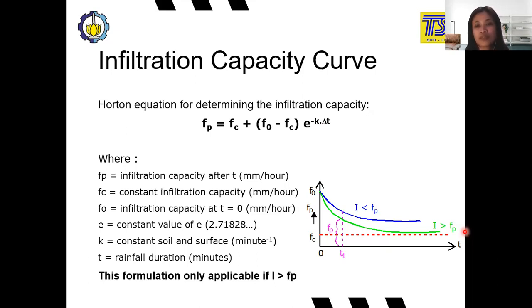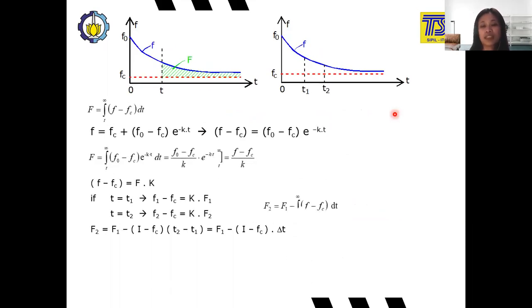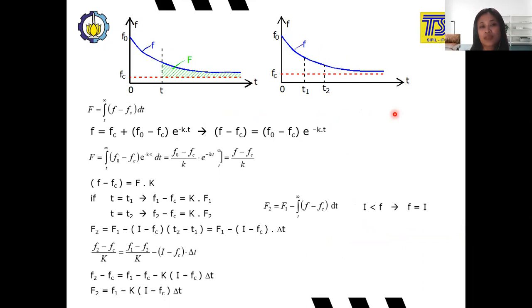And how about if the rainfall is less than the infiltration capacity? All of the rainfall will be infiltrated here, and then the equation will be different. We will not be using this equation, but we have to change it. These are the steps of changing this Horton equation, the modified Horton equation.